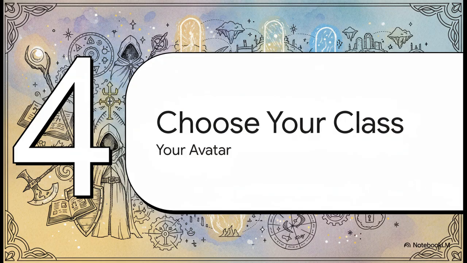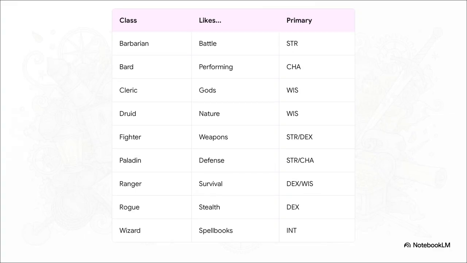Which brings us to the final piece of the puzzle, Section 4, Choose Your Class, Your Avatar in the Multiverse. Now what's really interesting about this slide is that this is where you get the keys to the kingdom. Picking a class dictates your character's entire vibe, their vocation, their special talents, how they fight. There are 12 core classes, and the variety is staggering. You have physical powerhouses like the Barbarian and Fighter, stealthy skirmishers like the Rogue, divine magic users like the Cleric and Paladin, and arcane casters rewriting reality like the Wizard and Warlock.